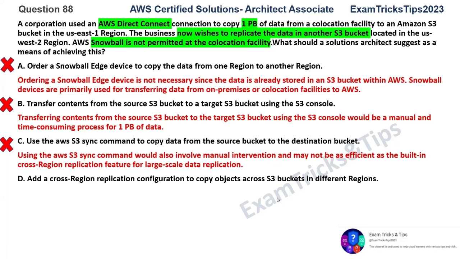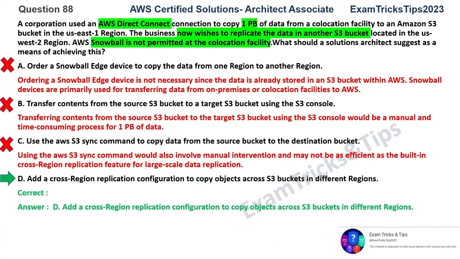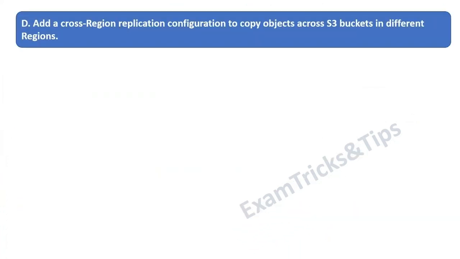So option D is the correct service for this particular scenario. We'll use cross-region replication to copy objects from one S3 bucket to another S3 bucket in a different region. So that's our answer. Let's do a deeper dive on cross-region replication.